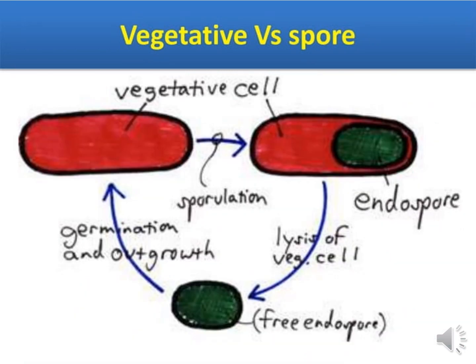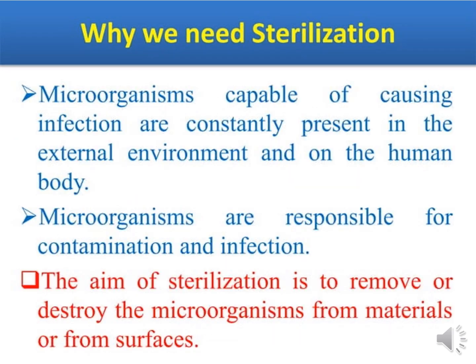So here you can see the vegetative and the spore cells. During unfavorable conditions, the vegetative cell is converted into a spore cell, and because of the presence of dipicolinic acid in the spore cells, it cannot be easily eradicated even at boiling temperature. And once favorable conditions occur, these spore formers again undergo the germination process and are converted into vegetative cells.